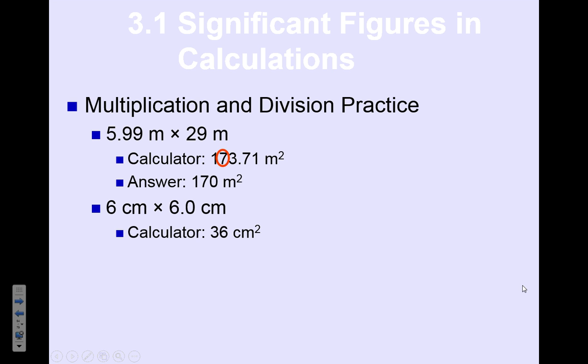Another example, 6 centimeters times 6.0 centimeters. Now your calculator is going to calculate 36, and since it's centimeters times centimeters, we're going to get centimeters squared. But when you look at the two measurements, the first measurement, 6 centimeters, only has 1 significant digit. And the second one, 6.0, has two significant digits. One is less than 2.